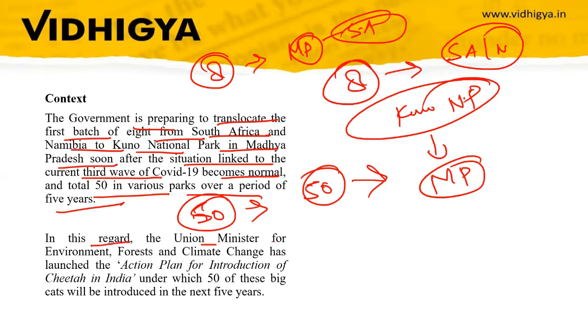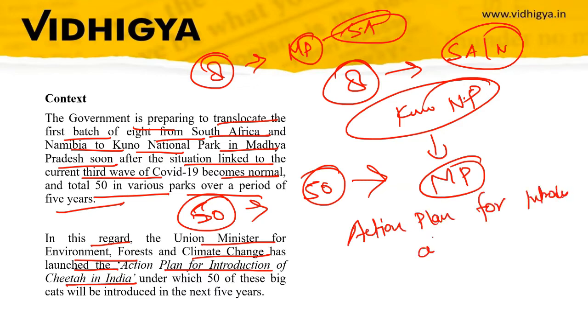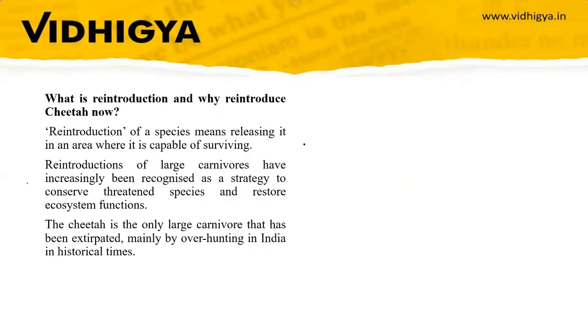In this regard, the Union Minister for Environment, Forest and Climate Change has launched the action plan for introduction of cheetah in India, under which 50 of these big cats will be introduced in the next 5 years. Now, what is cheetah reintroduction and why reintroduce cheetah now?